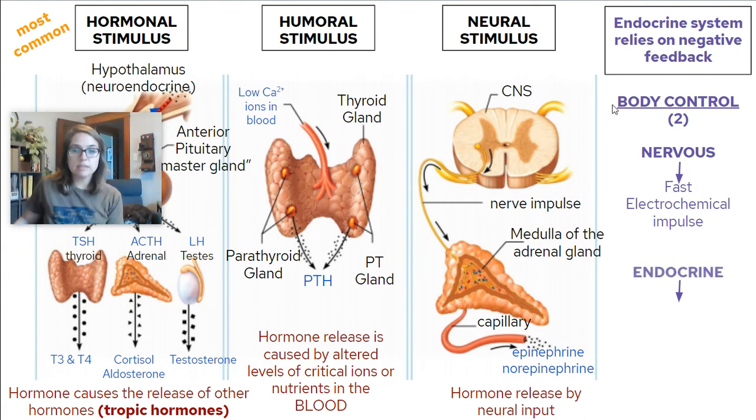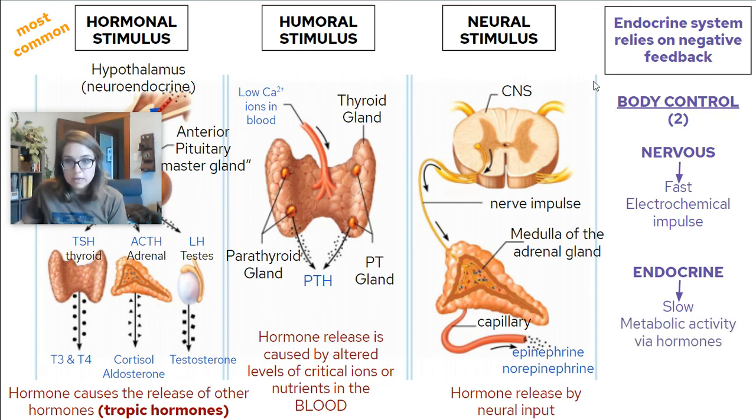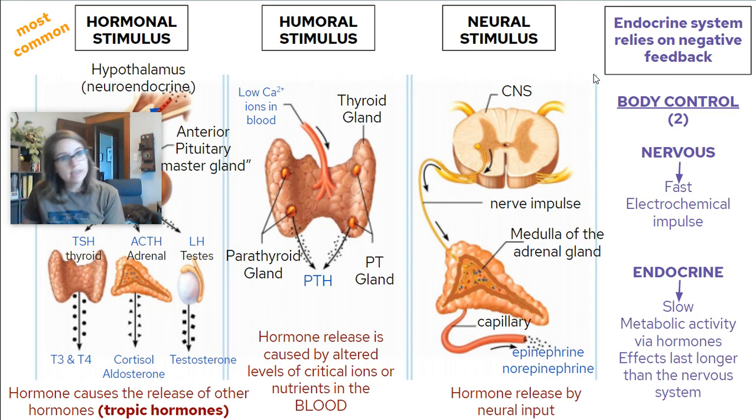The endocrine system, on the other hand, is slower to react. It is not as fast. However, it controls a lot of your body chemistry, the metabolic activity. Metabolism is the chemistry of your body, how quickly you can break down or increase substances. So it's doing that using hormones. And the other benefit of your endocrine system is its effects last much longer than those of our nervous system.